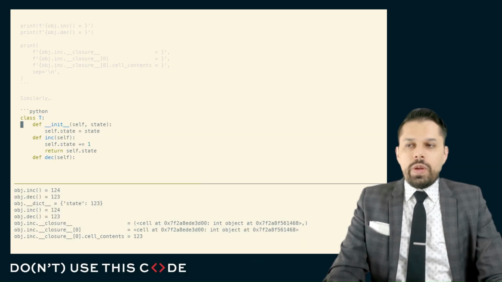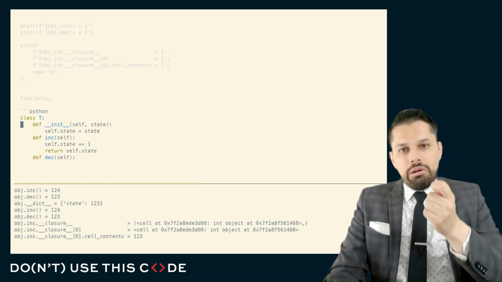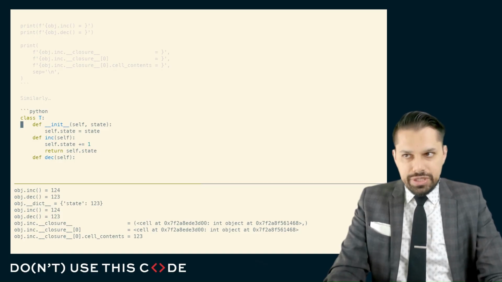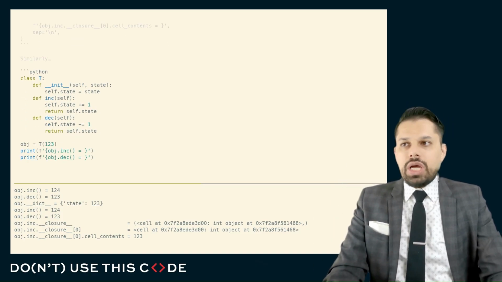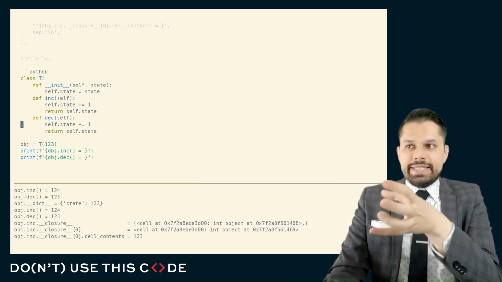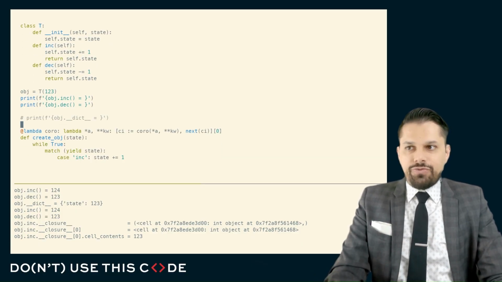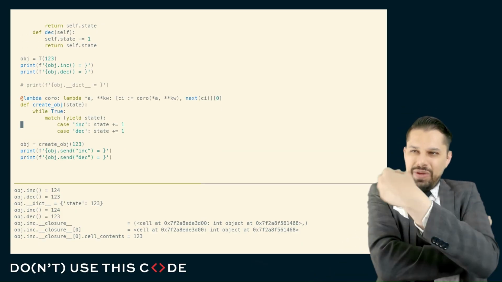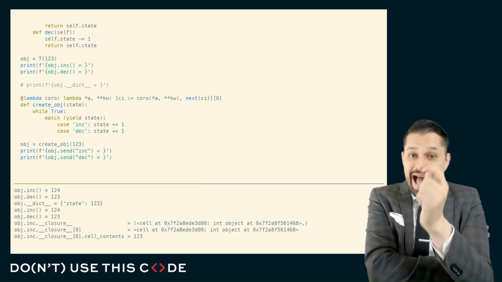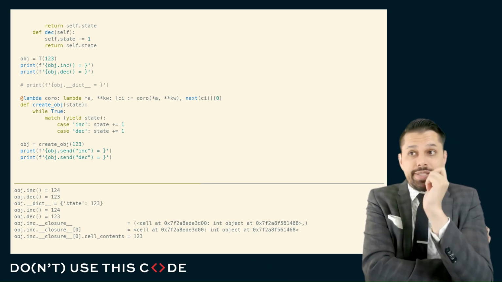In Python, we have more than just closures. We also have generators and generator coroutines. So if we take this formulation of this object with its inc and its dec in our typical class formulation, and we think, well, can we implement it slightly differently? Without using closures, we can implement this as a generator coroutine.